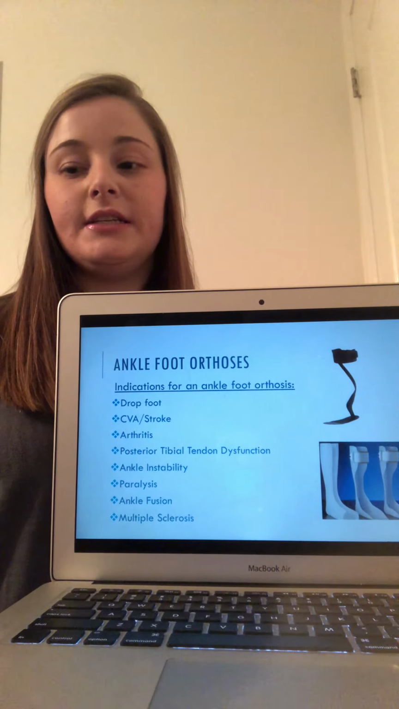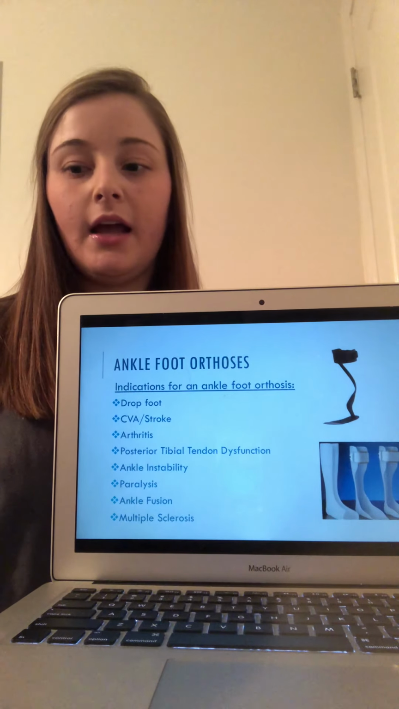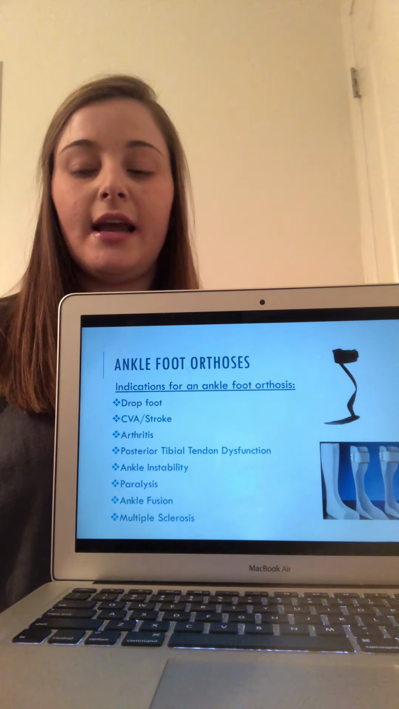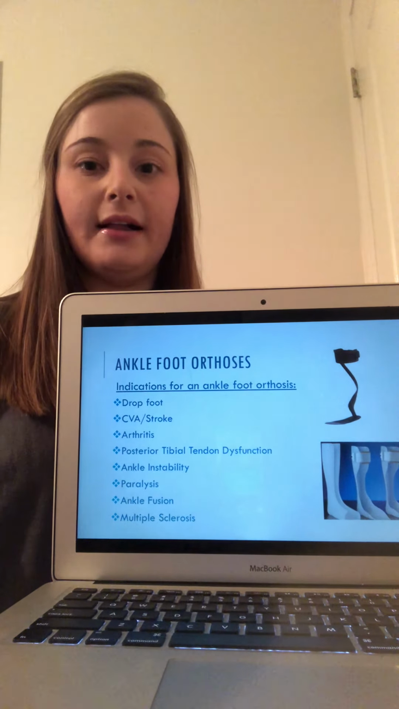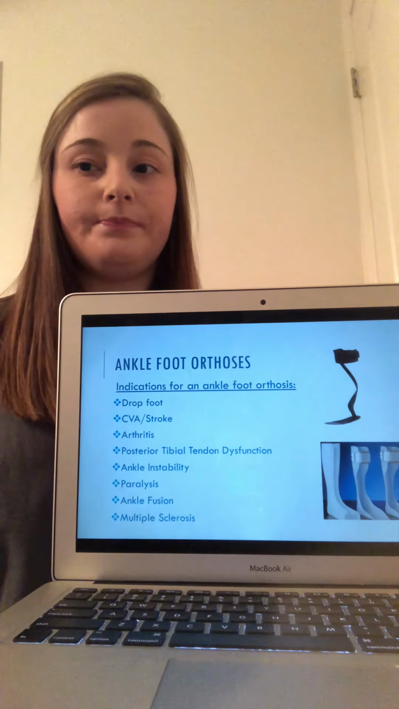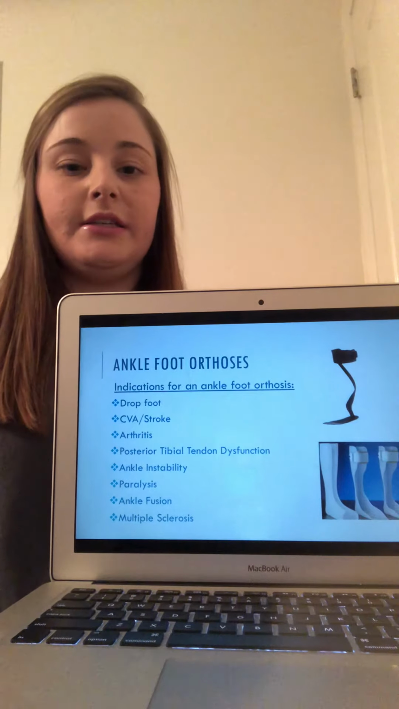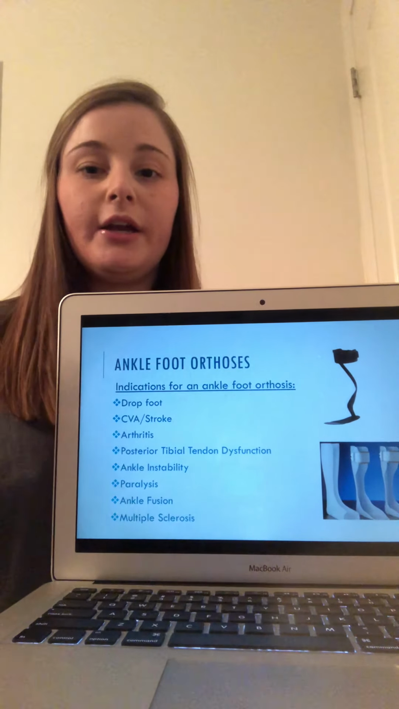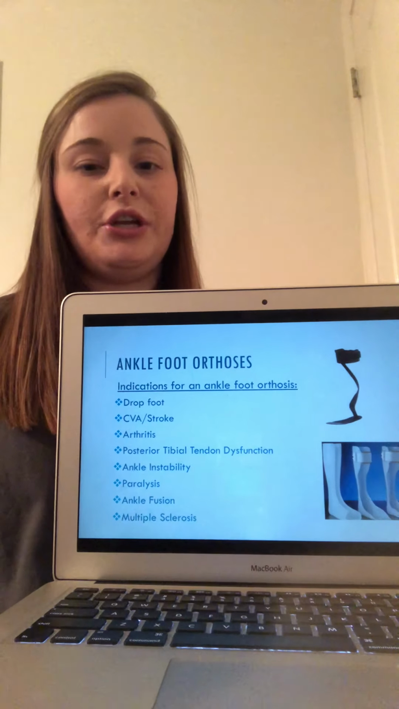Alright, some indications for ankle foot orthotics are drop foot, CVA, stroke, arthritis, ankle instability, paralysis, multiple sclerosis, or ankle fusion. So these are very common. There's a picture of them. They're going to attach just below the knee, go down the back of the calf and into the shoe.